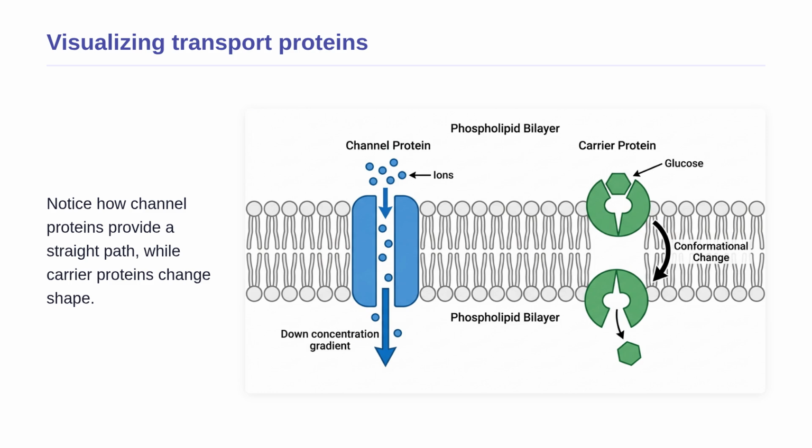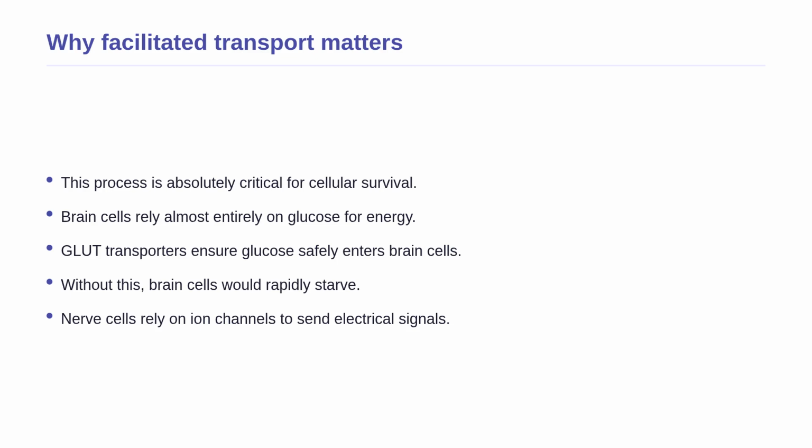Now that we understand the mechanism, we must ask, why does this matter so much? The truth is, this process is absolutely critical for your survival. Consider your brain. Your brain cells rely almost entirely on glucose for energy. But as we learned, glucose is far too large and polar to cross the membrane alone. Without specific carrier proteins called GLUT transporters, your brain cells would rapidly starve, leading to unconsciousness and death.